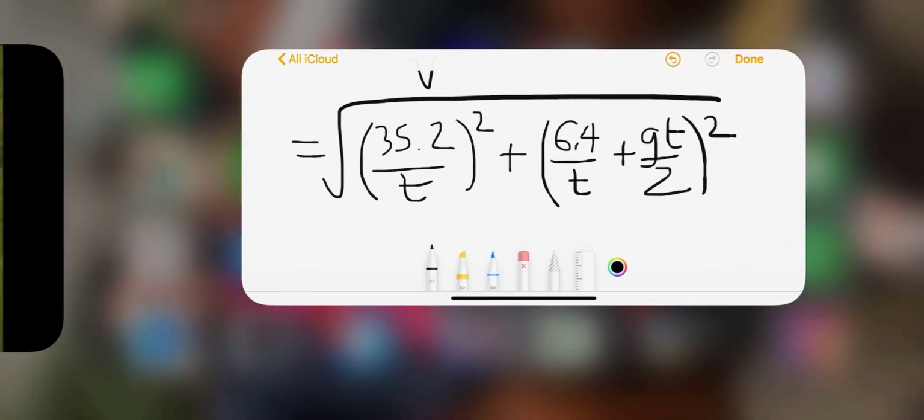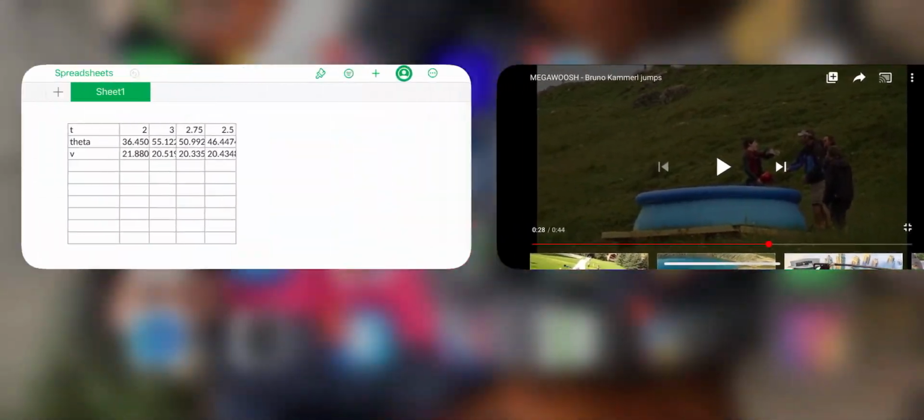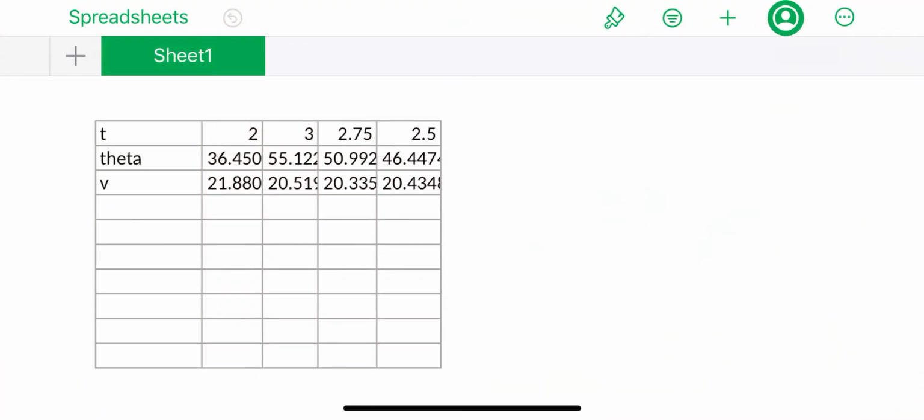And I've calculated this for different values of t to show you what type of results you should get here. So if t is 2, you get theta is about 36.5 degrees, and we get a velocity of 21.9 meters per second. And you can see different calculated values of theta and v for different values of t there.